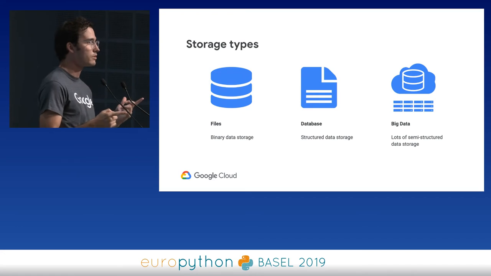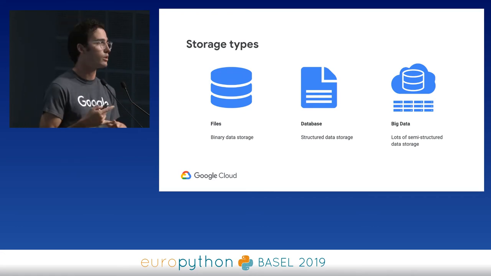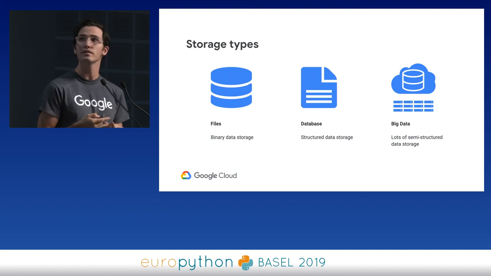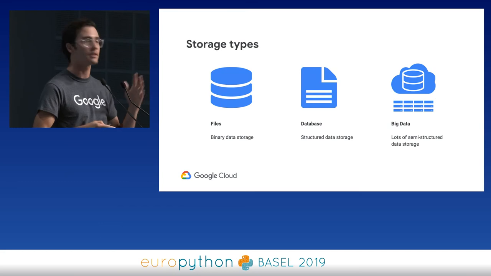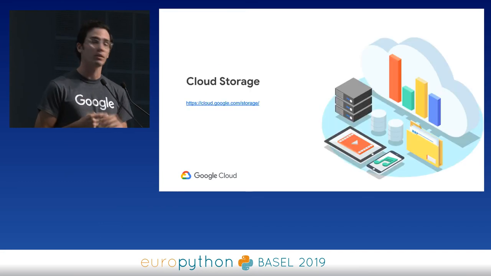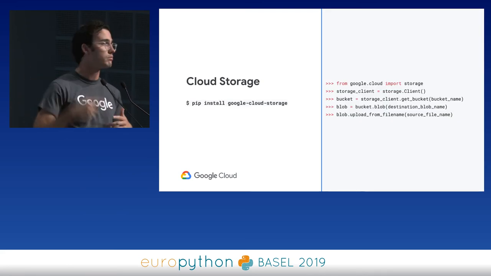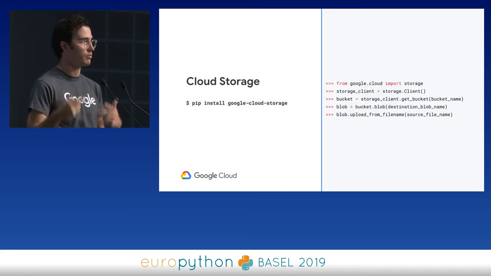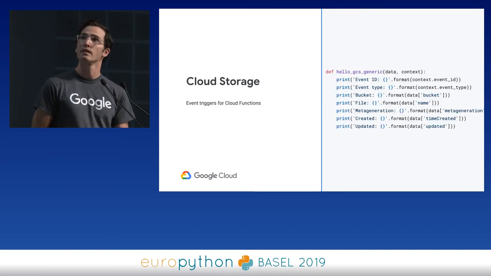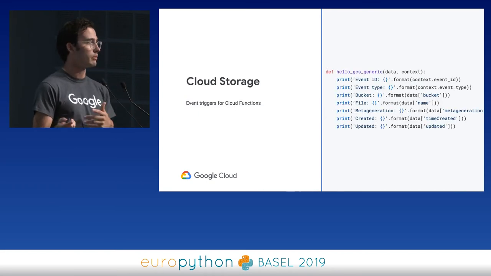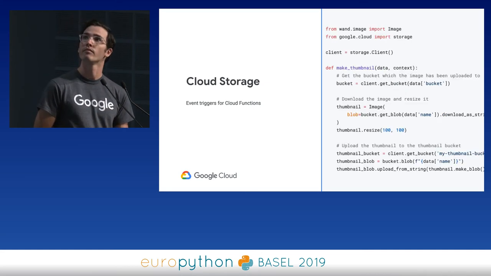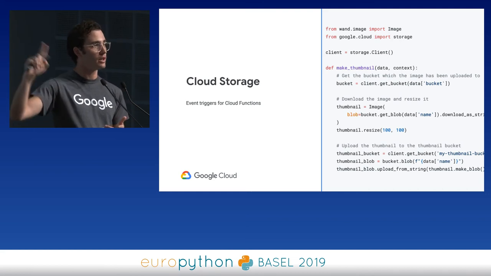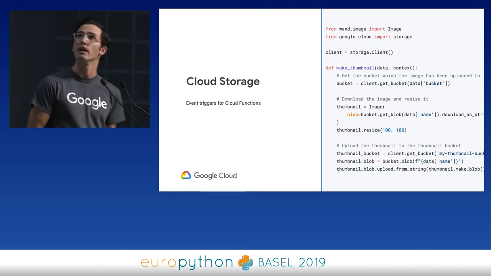Some of the storage types that you can deploy on Google Cloud: you can deploy a file, a whole database, or something that we consider big data, which is lots of semi-structured data. Not quite a database, not quite a file. Cloud Storage is our solution for file storage. It's kind of like S3. You can upload basically any binary blob from Python and put it in a storage bucket. It also has triggers for Cloud Functions. So when you put something in a bucket, you can make something happen in Cloud Functions. And all of that can be done in Python. Here's an example where you put an image in a bucket, and it automatically creates a thumbnail with Wand.